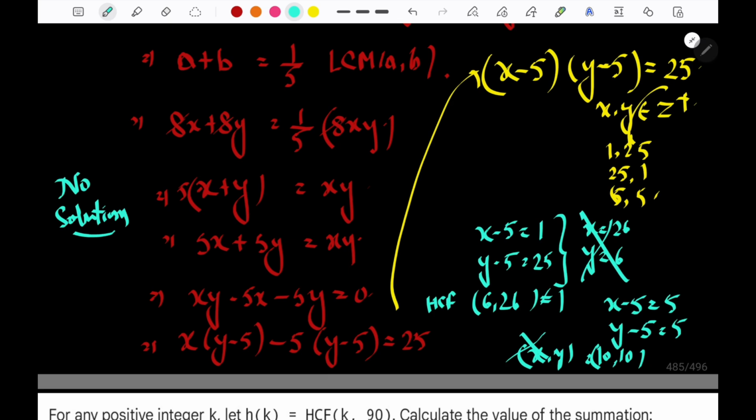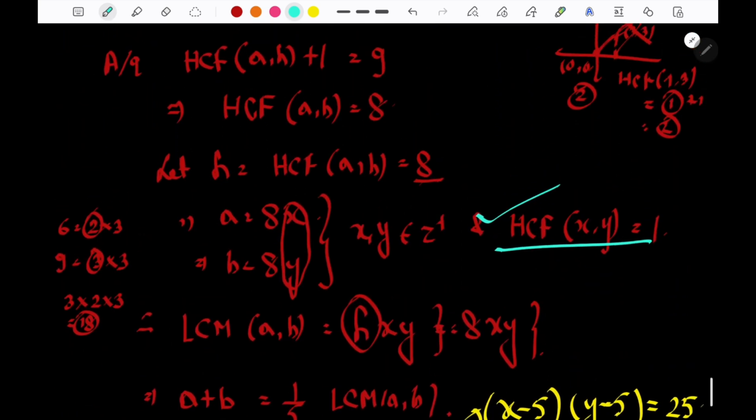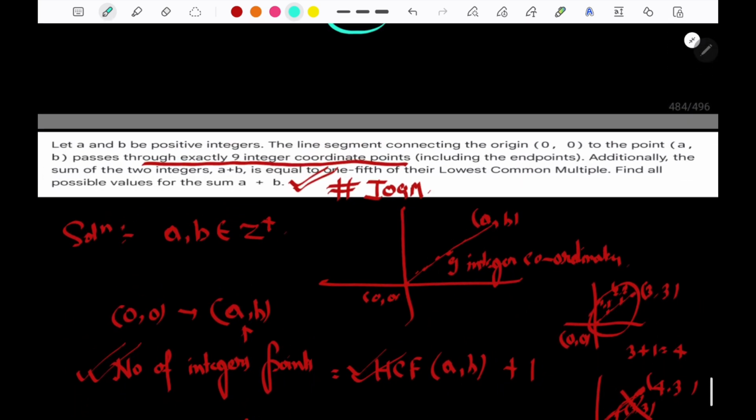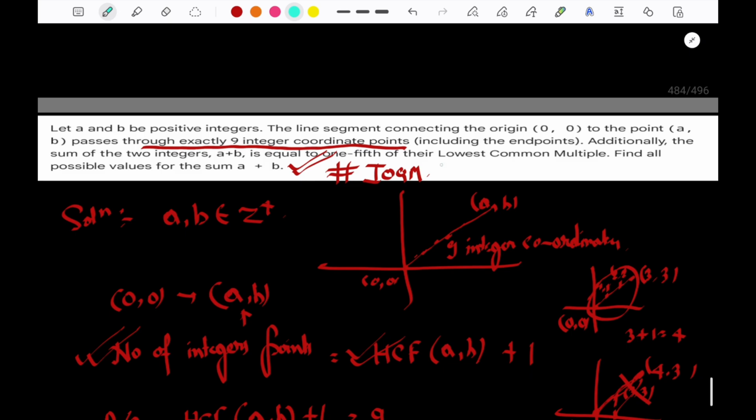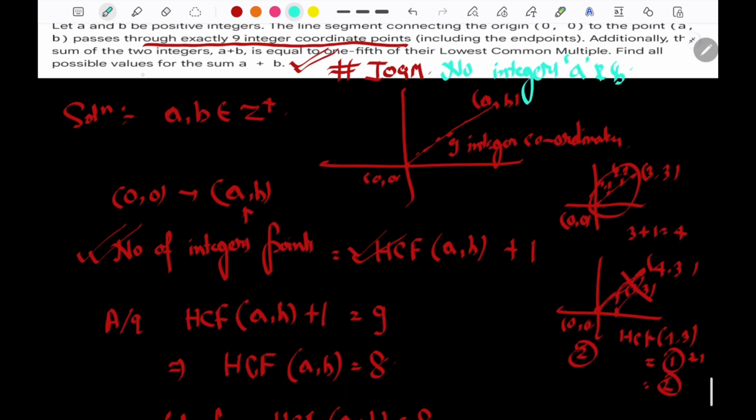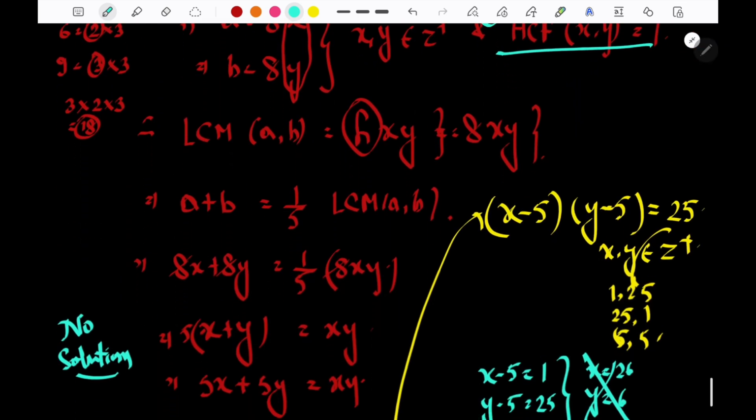Hence no solution. Superb. So there are no integers a and b that satisfy this condition. Super. So what will the answer be? Possible values for the sum a plus b? Only 0, since there are no integers.